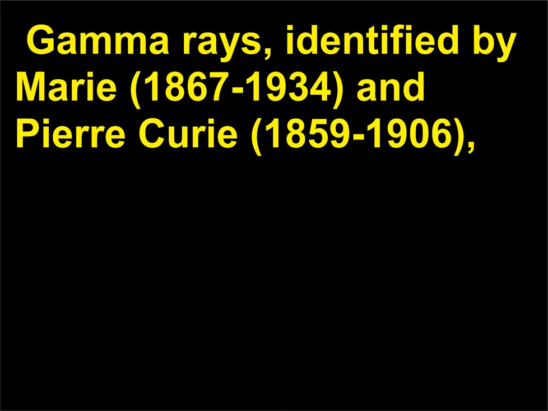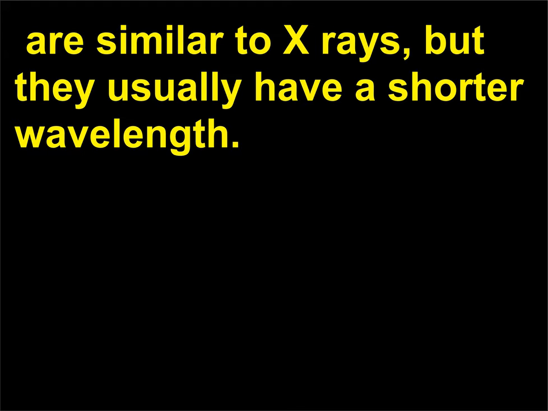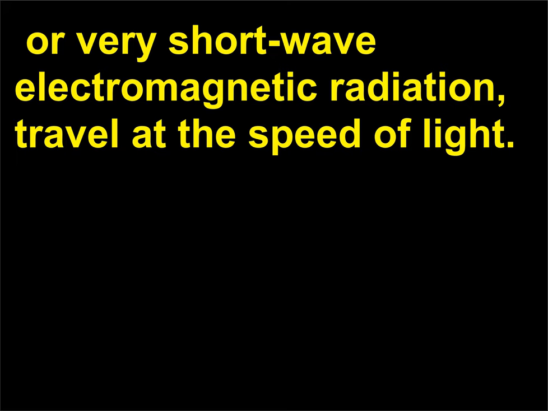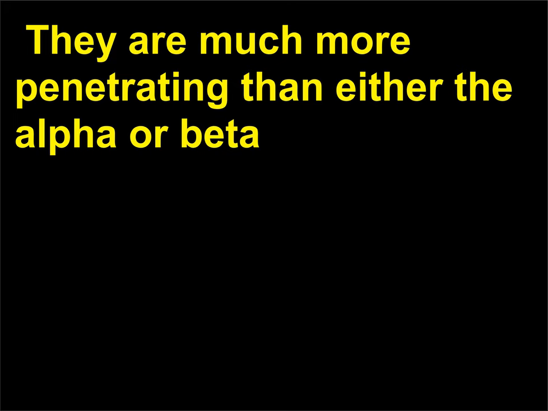Gamma rays, identified by Marie, 1867-1934, and Pierre Curie, 1859-1906, are similar to X-rays, but they usually have a shorter wavelength. These rays, which are bursts of photons, or very short-wave electromagnetic radiation, travel at the speed of light. They are much more penetrating than either the alpha or beta particles and can go through 7 inches, 18 centimeters, of lead.